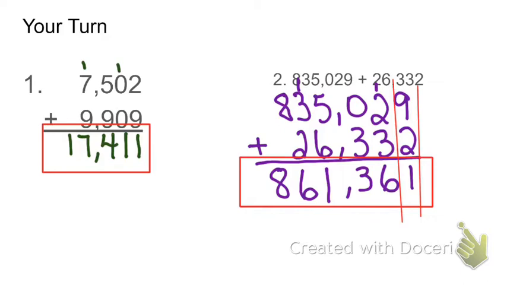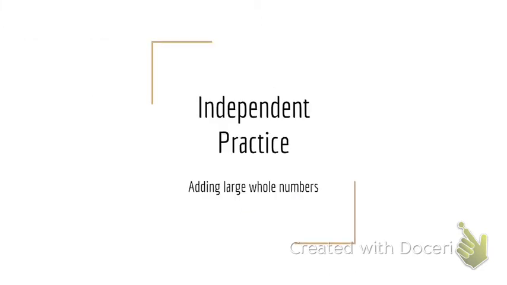This concludes our review on adding large whole numbers. Now you're going to go to your Google Classroom and find the assignment titled U1L1 Independent Practice. It will have a Google slide that looks like this. Please follow the directions carefully to complete the independent practice. Thank you and see you next time.